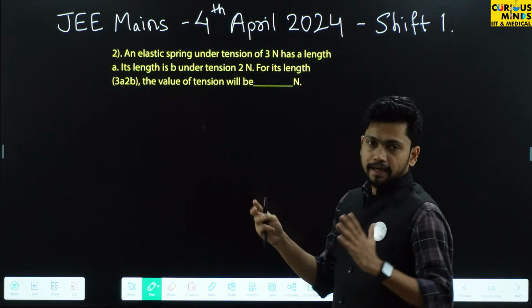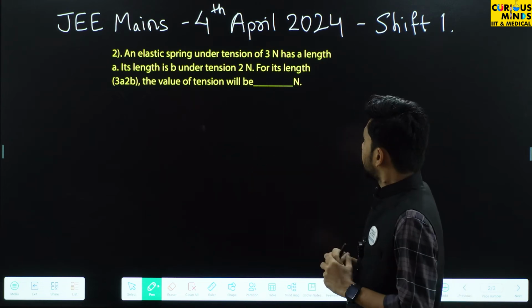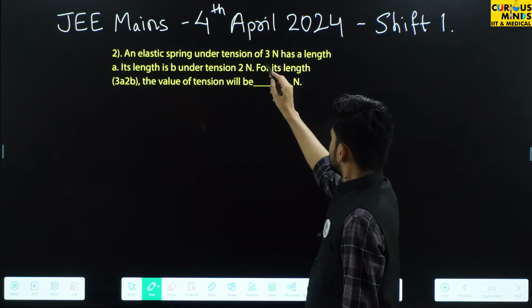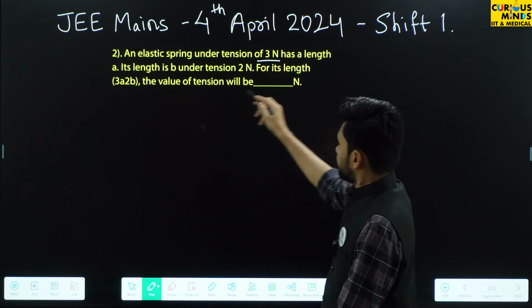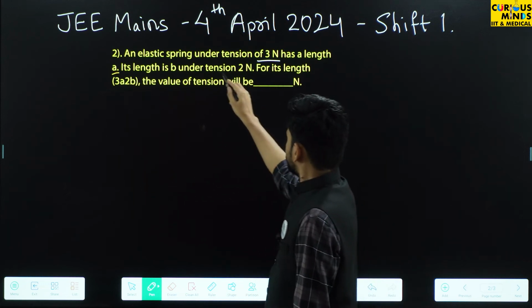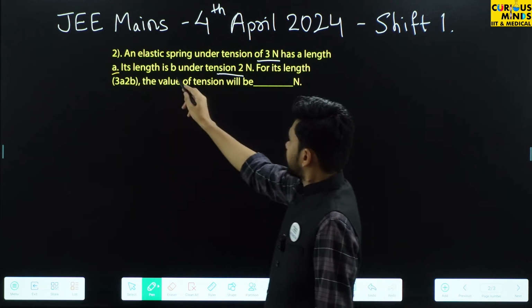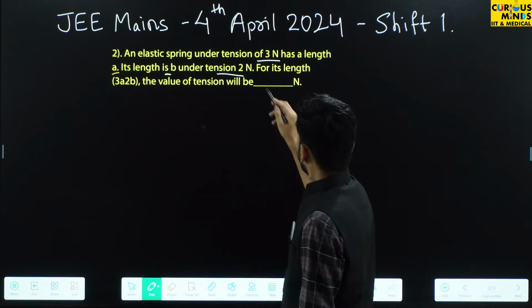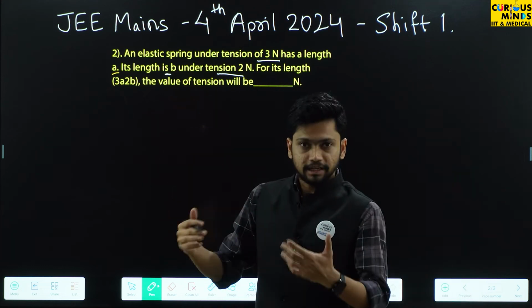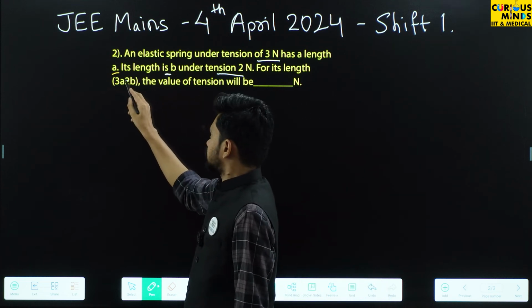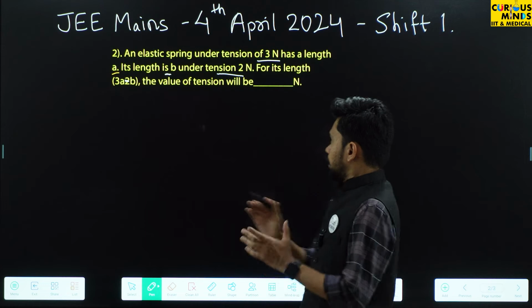They are saying that there is an elastic spring and we are applying tension on it. When the tension is 3 newtons, the corresponding length is a. When the tension is 2 newtons, the corresponding length is b. They want us to find the tension when the length is 3a minus 2b. There is a minus here, that's missing. Okay, fine.